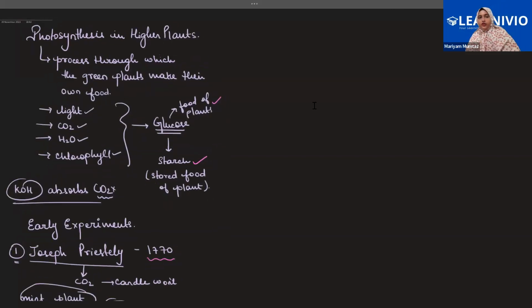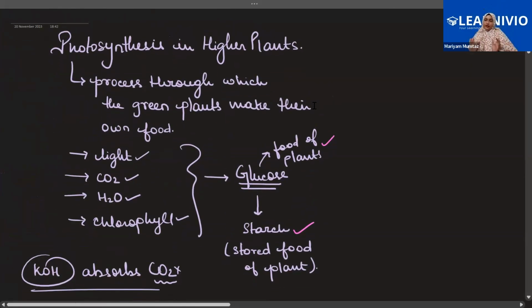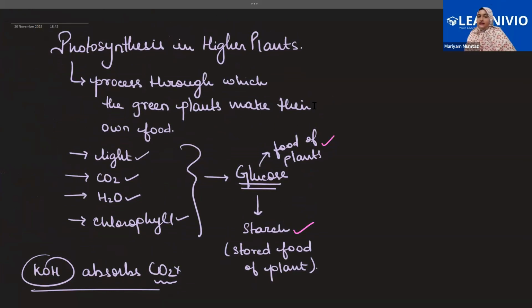All right. So talking about photosynthesis, in this we are going to see whatever you have studied about photosynthesis up until now, and this is going to go very, very deep into the process to see all the technicalities, all the things that are associated with photosynthesis in higher plants. Now, all of us know that it is the process through which the green plants make their own food, and the food of the plant is glucose, right?